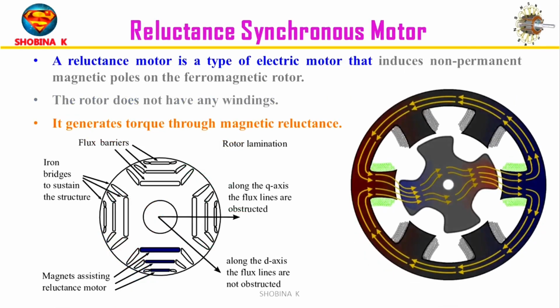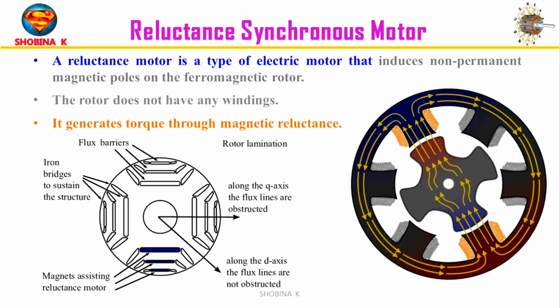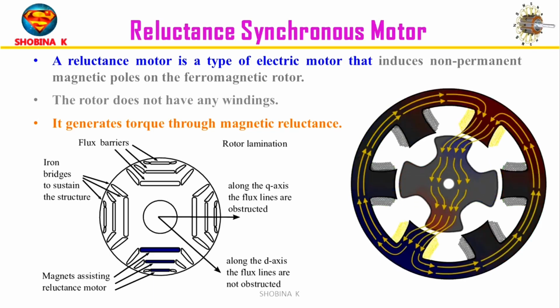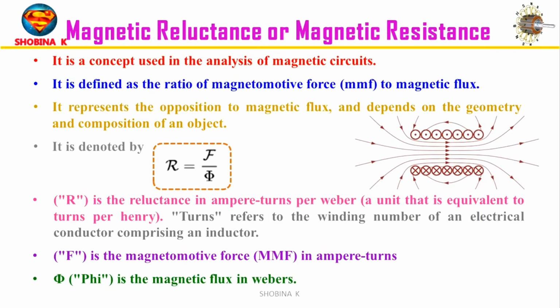A reluctance motor is a type of electric motor that induces non-permanent magnetic poles on the ferromagnetic rotor. And the rotor does not have any windings. It generates torque through the magnetic reluctance. Magnetic reluctance or magnetic resistance is a concept used in analysis of magnetic circuits. It is defined as the ratio of magnetomotive force, that is MMF, to the magnetic flux. It represents the opposition to magnetic flux and depends on the geometry and composition of an object. And it is denoted by R equals F by phi. R is reluctance, F is MMF, and phi is magnetic flux.